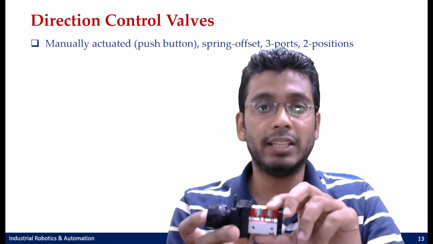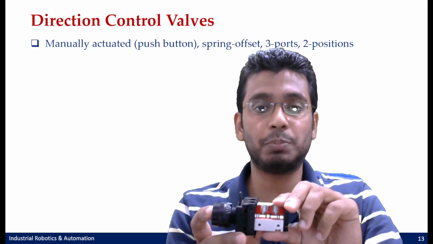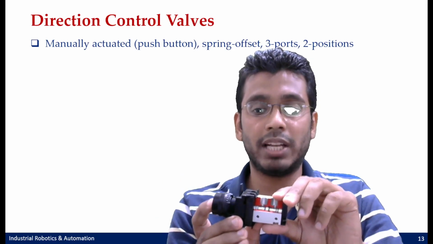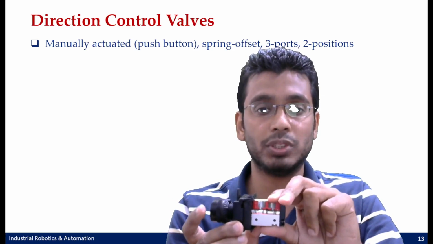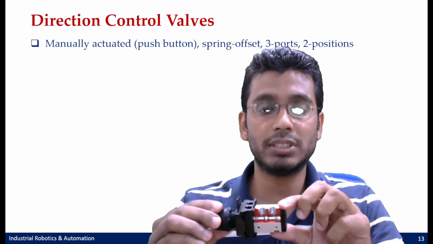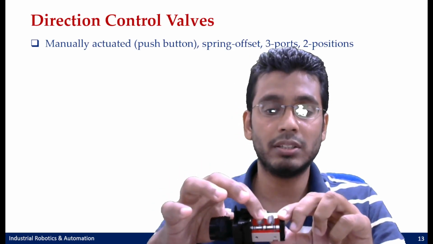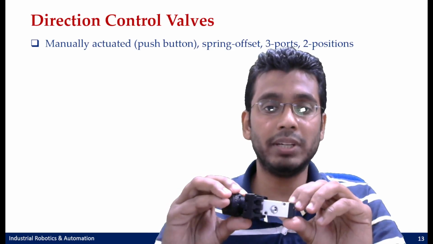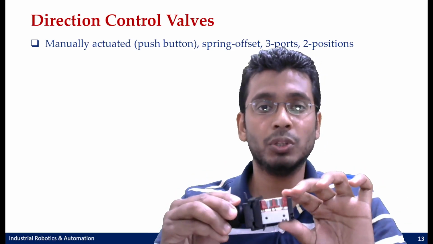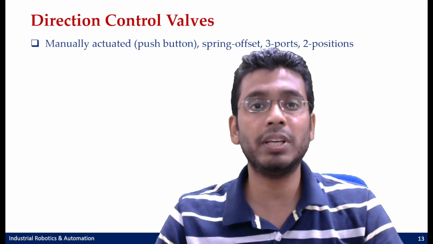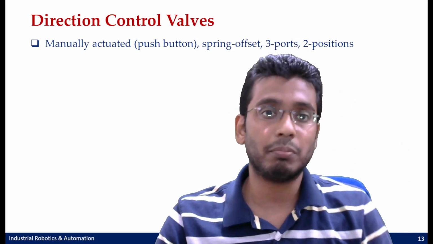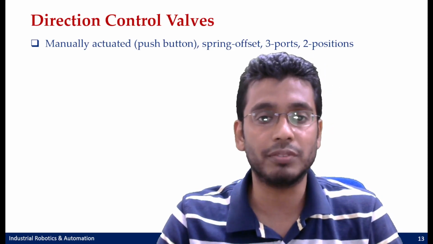Okay. And then again, it is a spring offset because there is a spring to offset the valve to its default position. When I'm applying pressure, only then it is there. The moment I'm leaving it, it is coming back to this position. Again, it has 3 ports. Since it's a cut section, you can see 1, 2, and here I have my third port. Okay. So 3 ports and 2 positions. Right. So this will be a 3/2 DCV, manually actuated and spring offset.